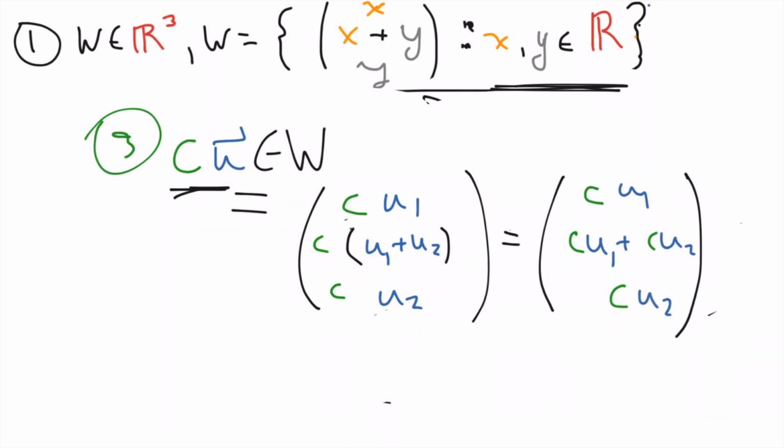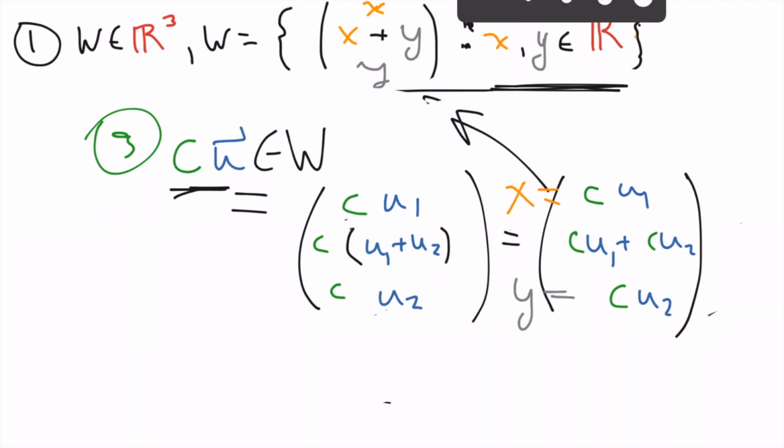And now, does this satisfy the specification as well? Well, clearly it does, because if we allow x to equal that, and we allow y to equal that, then clearly this is going to be equal to x plus y. Therefore, W is closed under scalar multiplication, and since all three conditions are met, we say that W is a subspace of R3.